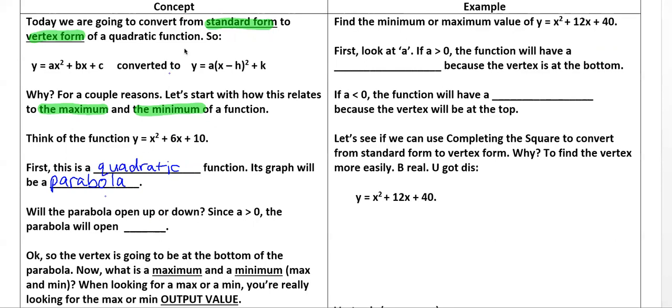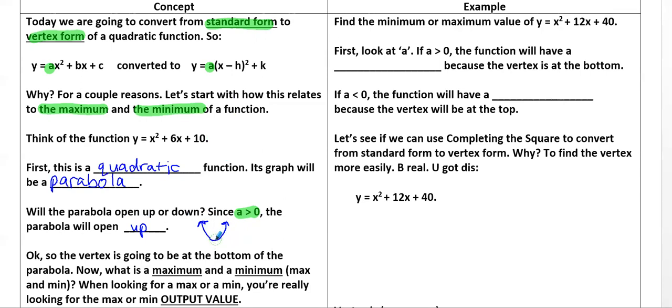Will the parabola open up or down? I don't know if you remember this, but all the forms of a quadratic function have the same thing. They all have a, and a is the same number in all of the forms. If a is greater than 0, then the parabola is going to open upwards, so it's going to look something like this. If a were less than 0, it'd be the unhappy face, opening downwards.